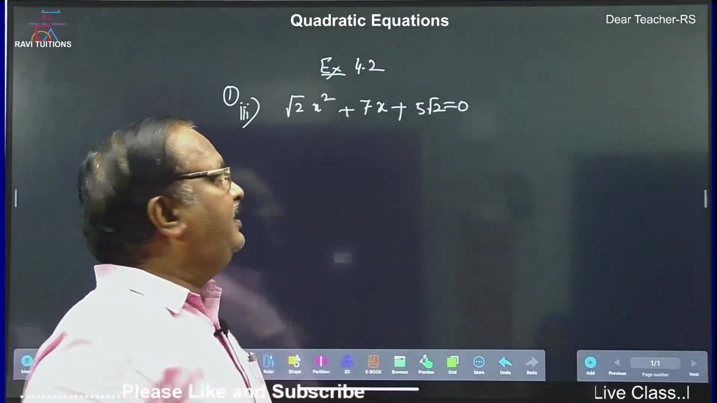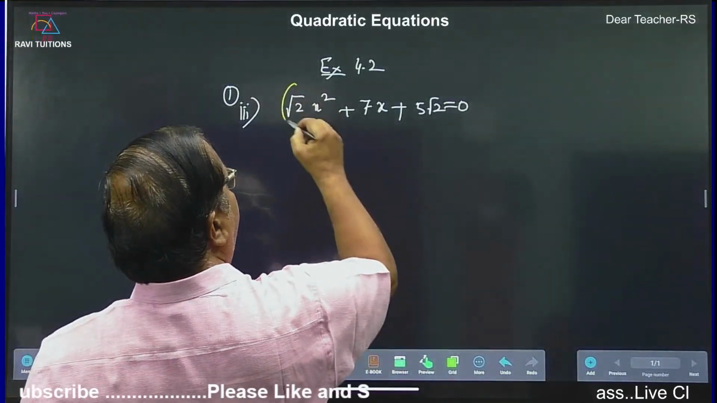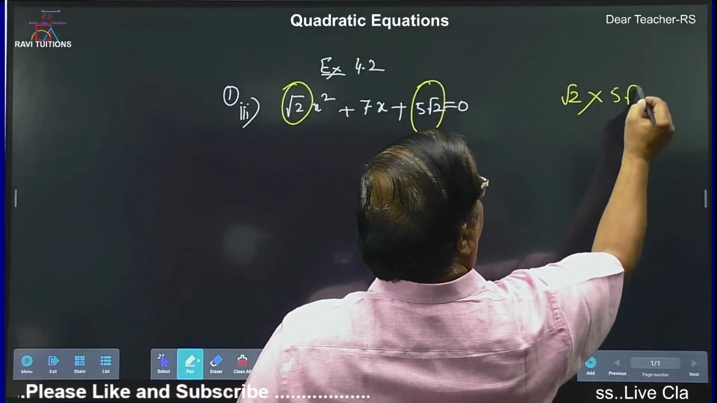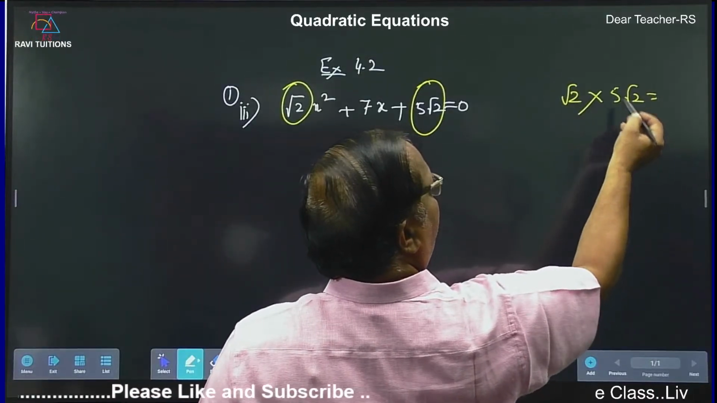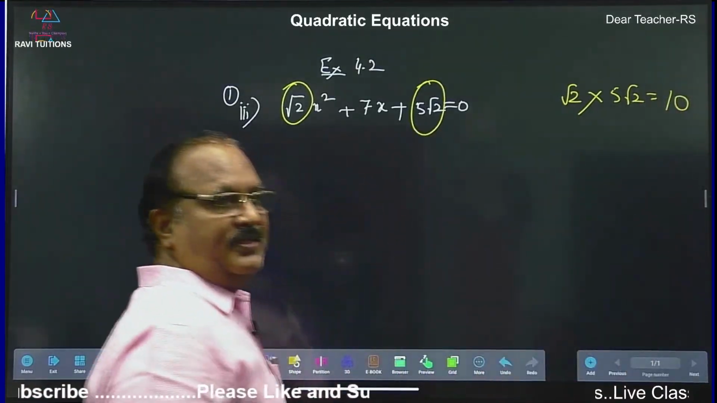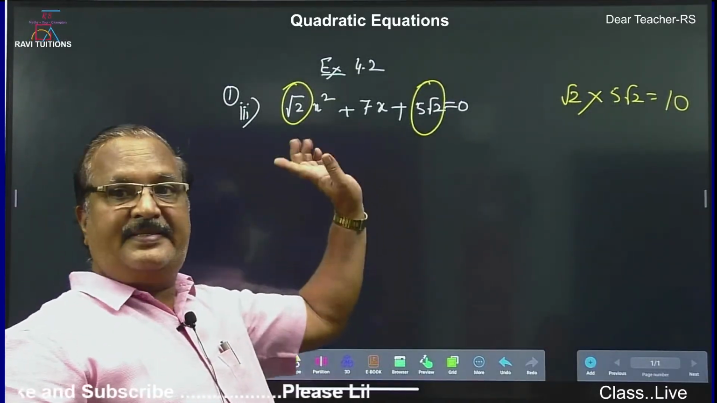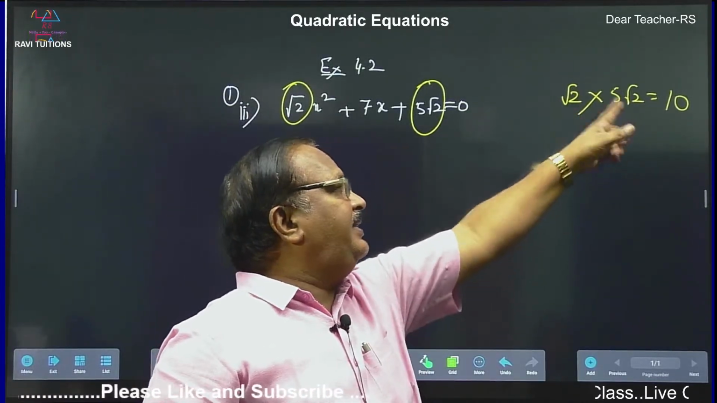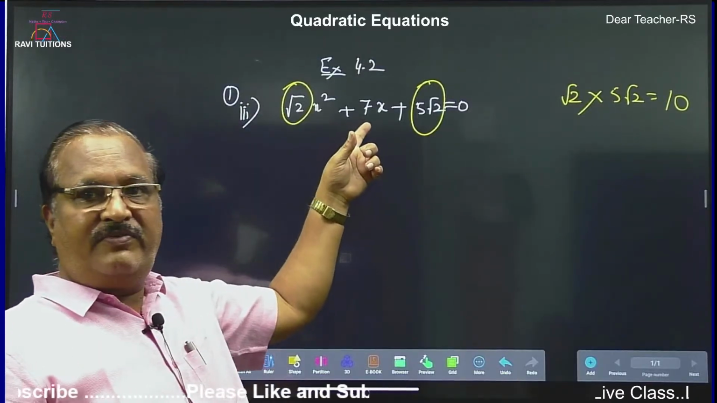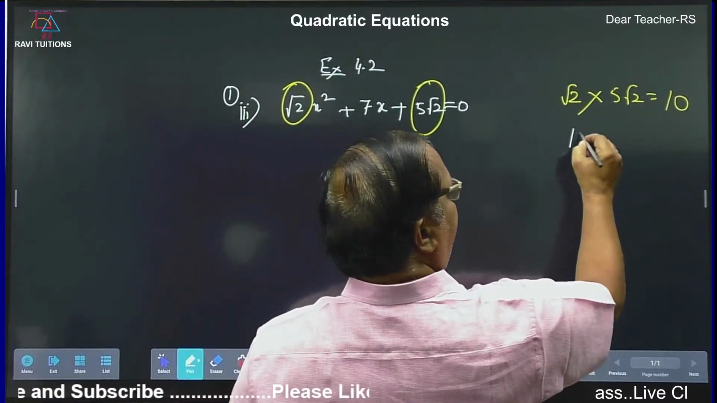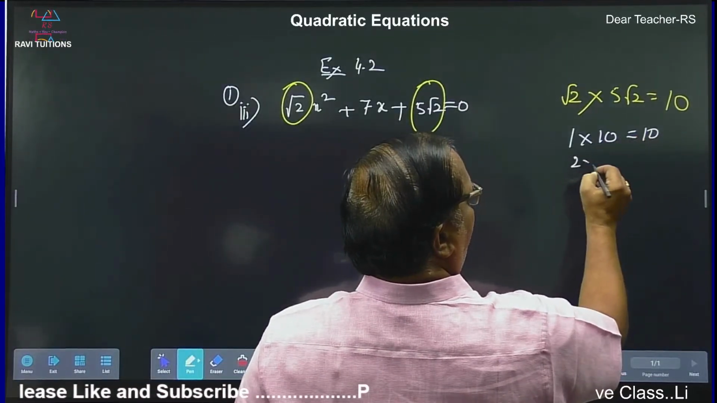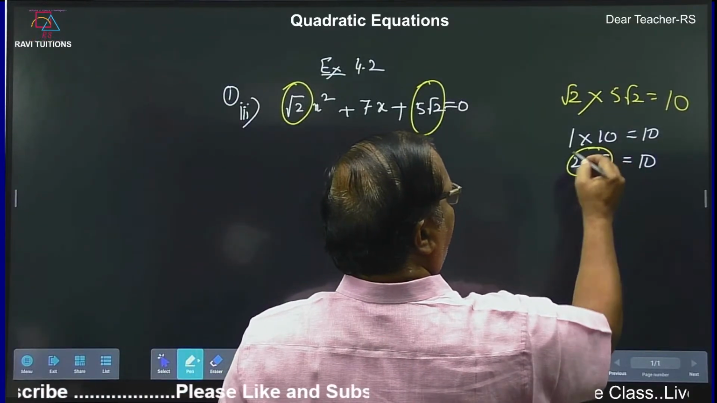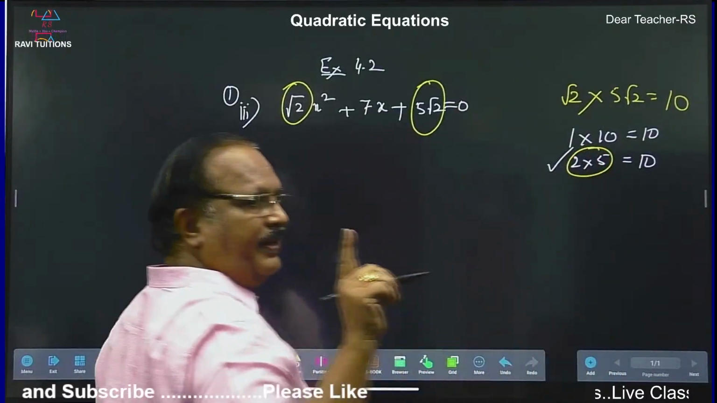Same as before, you take the x square coefficient here, take the constant here, and write the product: root 2 into 5 root 2 is 10. 10 is the product. Now we should get 7 by adding the factors, because 10 is plus. Therefore, by adding the factors, you should get the coefficient of x. So find the factors: 1 into 10 is equal to 10, 2 into 5 is equal to 10, that is it. Now 7 is there, if you add these two, you will get 7. So the second pair is possible.